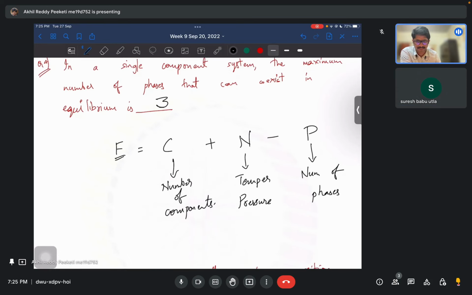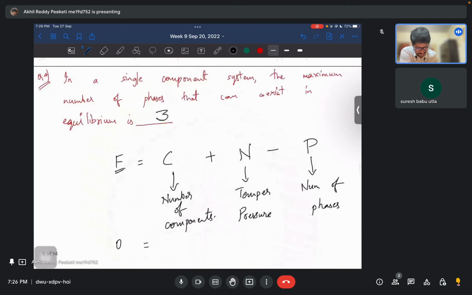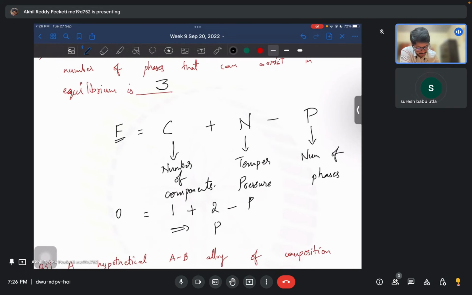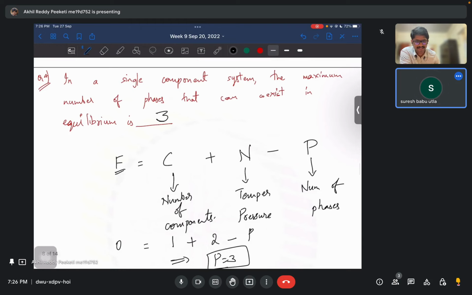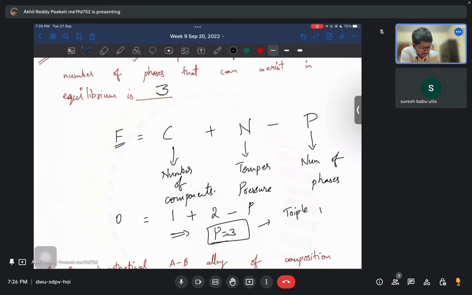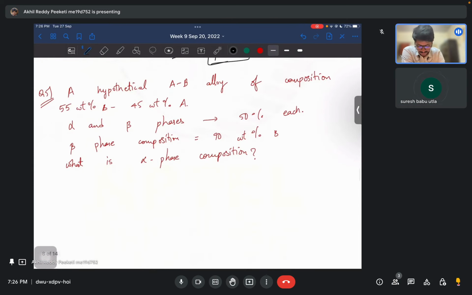Now the lowest possible degrees of freedom is 0, right? Okay. So if we take 0, and the number of components is a single component, and temperature and pressure could be two variables, and then we need the number of phases. So P is equal to 3. Okay. So the best example is water for this case at the triple point. Yeah.